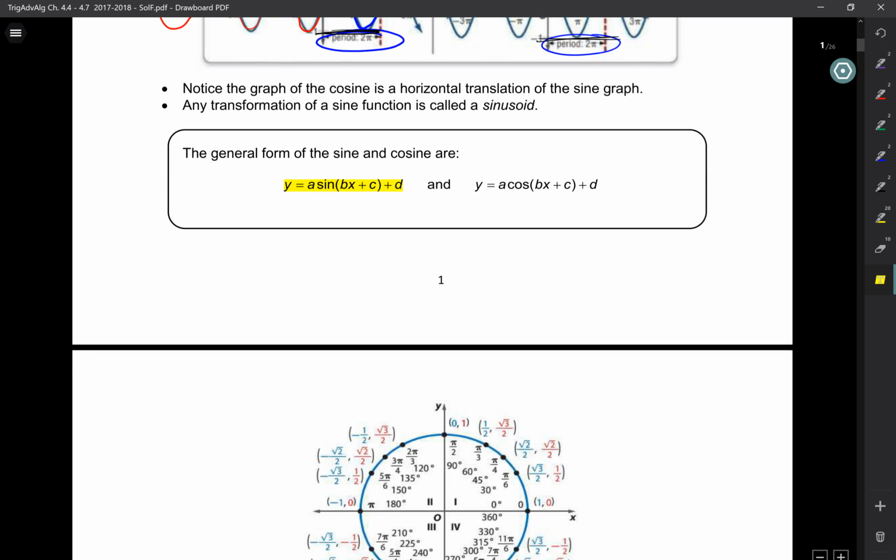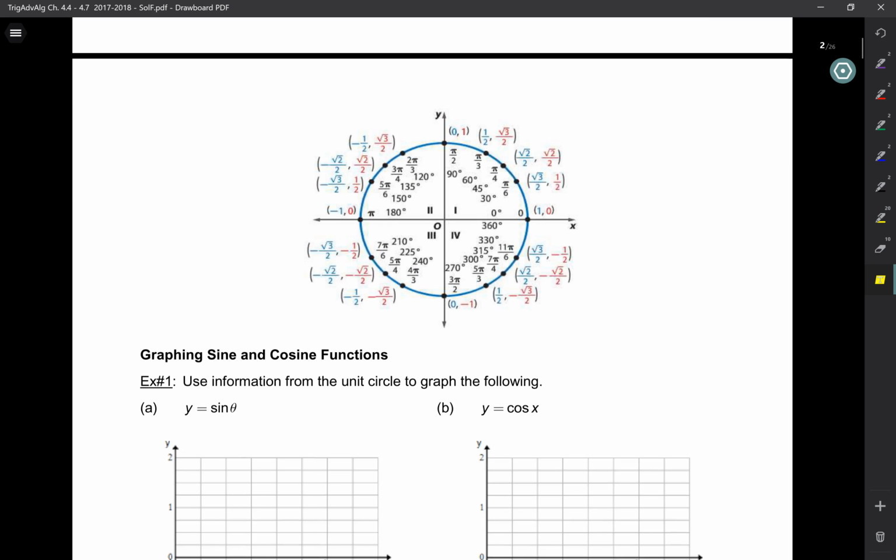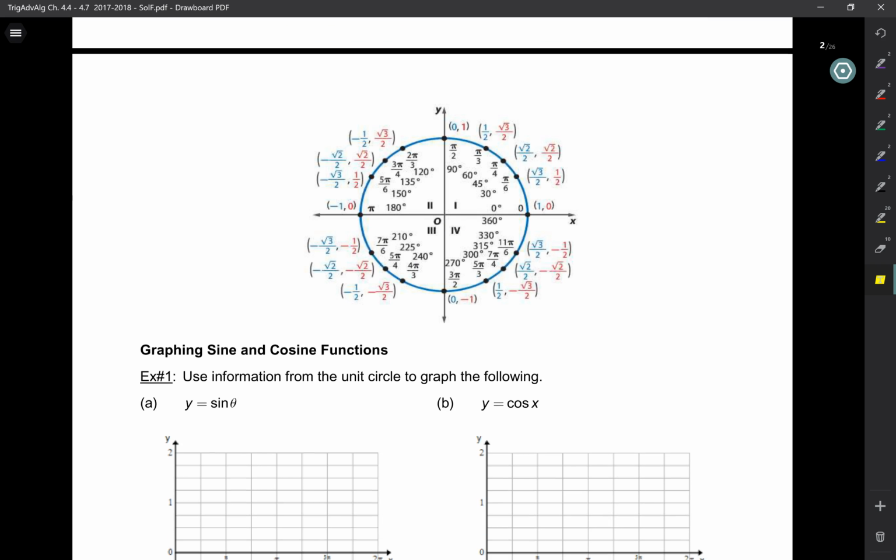Here is how the full-fledged equation for a sine and a cosine looks. Now, we're going to graph our very first one, and we're going to use the unit circle as a guide. So if you take a look at this unit circle right now, take a look at pi over 6 or 30 degrees.